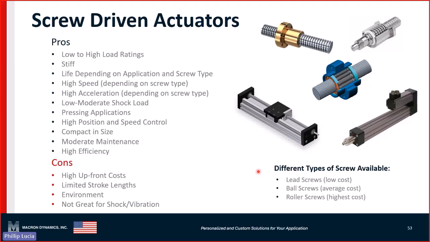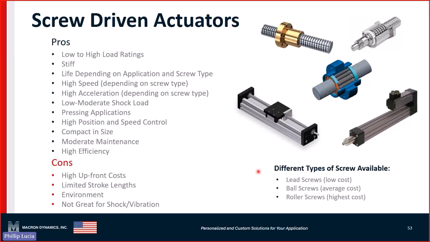Moderate maintenance, you do have to lube them, you do have to oil them. The ball screw and roller screws are very high efficiency, 95% or above. Lead screws are typically very low, in the 30 to 50% efficient range. The cons of screw technology: they do have a high upfront cost. You have to worry about alignment, you have to worry about the environment, and they're not great for shock and vibe applications. They're also very limited in the screw length, and that's because of two factors.